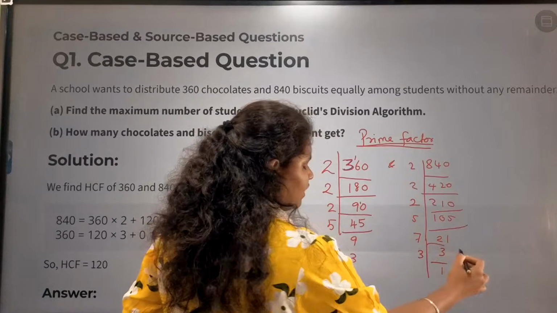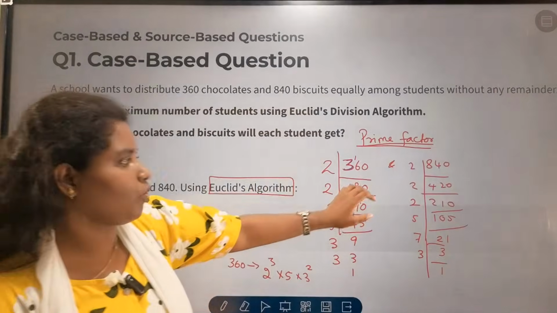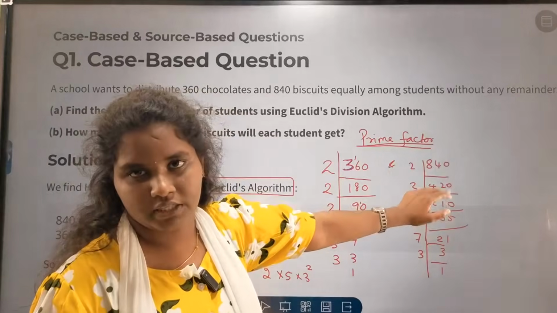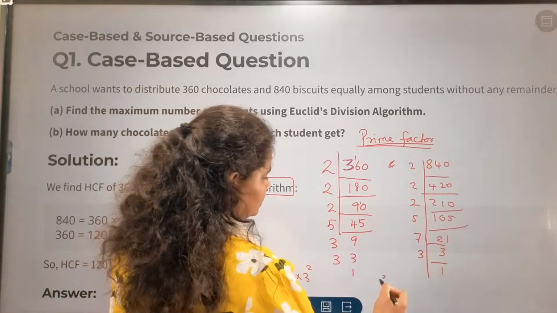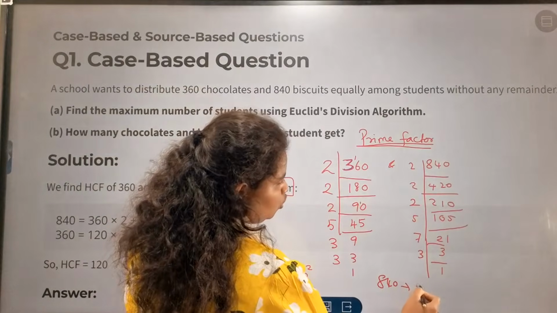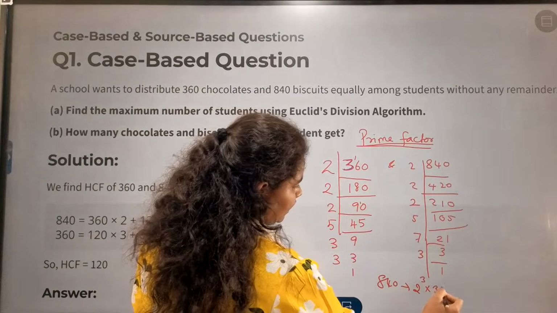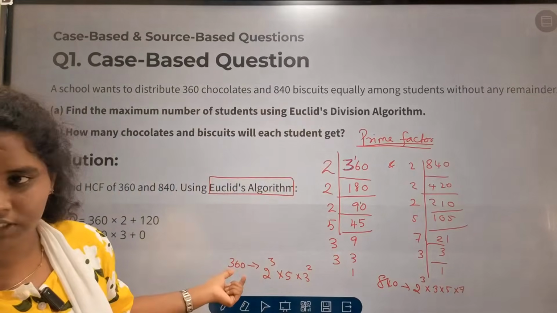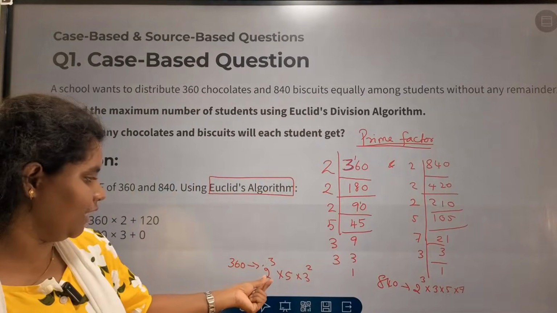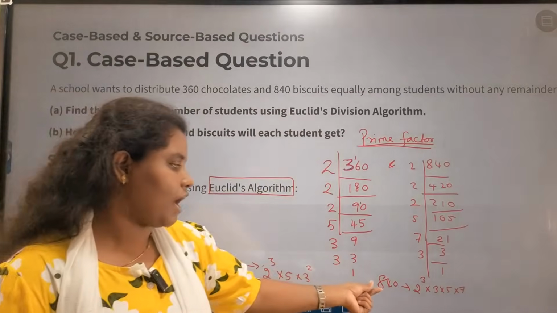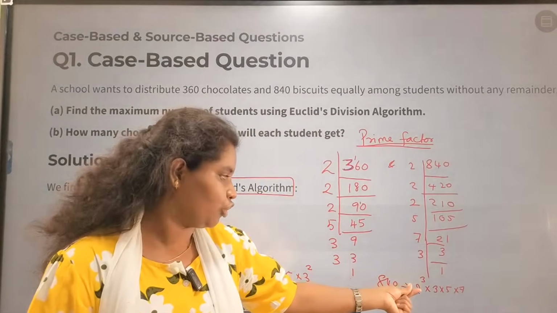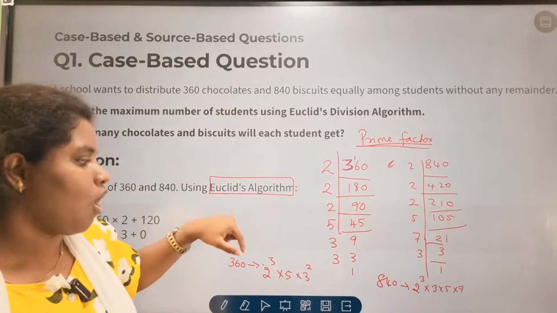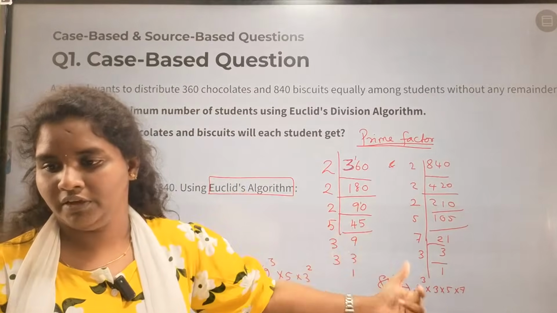So by using prime factorization, we only have to write prime numbers. If I take the prime factorization, we'll get the answer as 2 cube into 3 into 5 into 7. So for 360, we'll get 2 cube into 5 into 3 square, and for 840, it's 2 cube into 3 into 5 into 7. So how do we compare both the values?